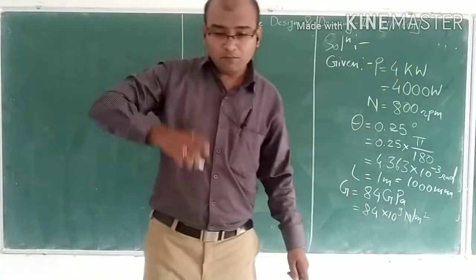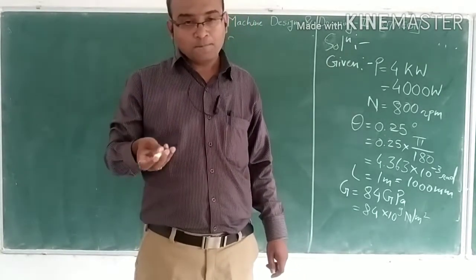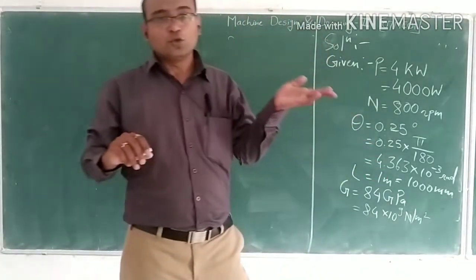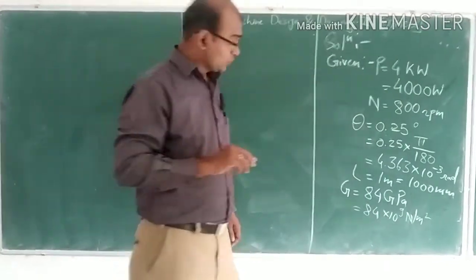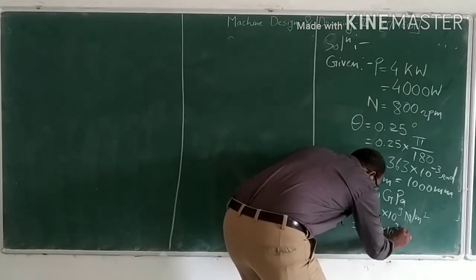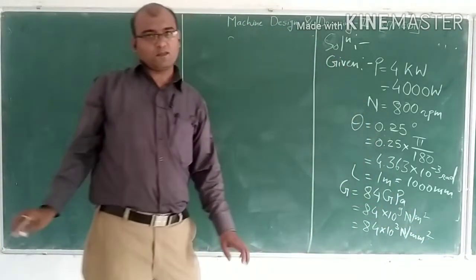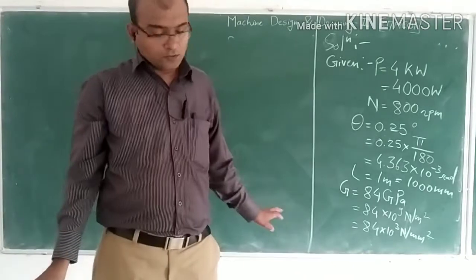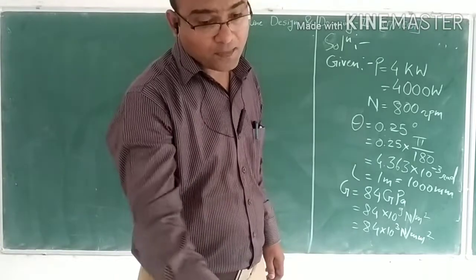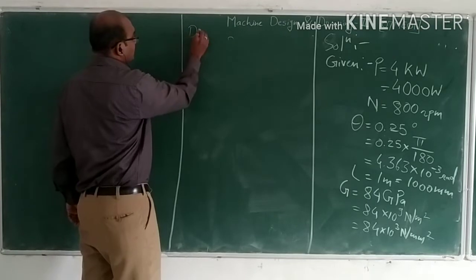But remember, we require the diameter of the spindle or the shaft in mm. So we convert Newton per meter square to Newton per mm square. So it's 84 into 10 to the power 3 Newton per mm square. That's clear. So G equal to 84 into 10 to the power 3 Newton per mm square. Then we require the diameter of the spindle.